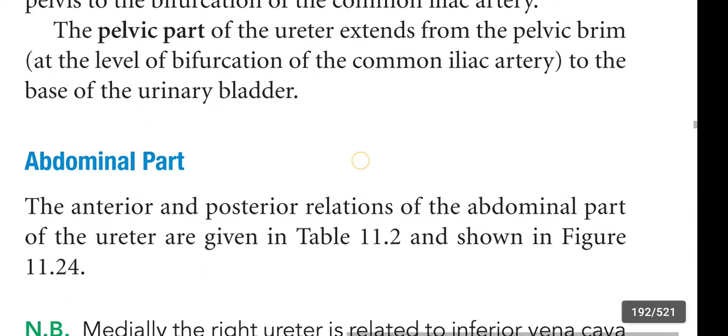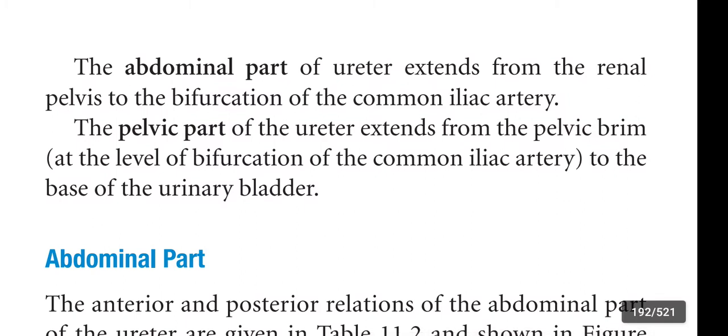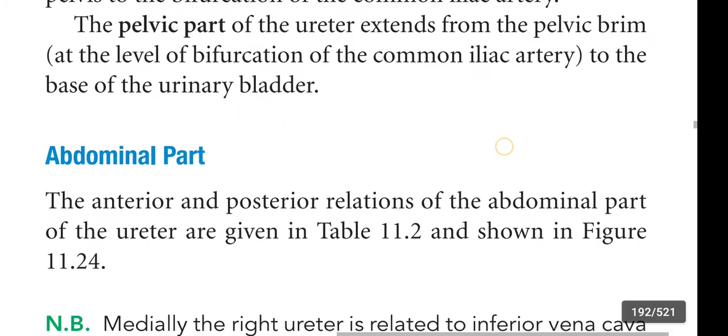First, abdominal part. The abdominal part of the ureter extends from the renal pelvis to the bifurcation of the common iliac artery, and the pelvic part of the ureter extends from the pelvic brim at the level of bifurcation of the common iliac artery to the base of the urinary bladder.